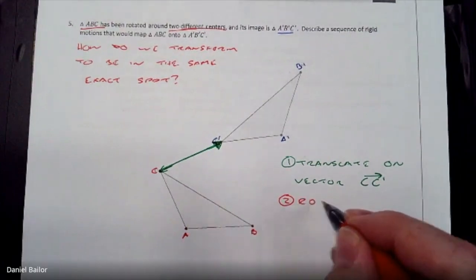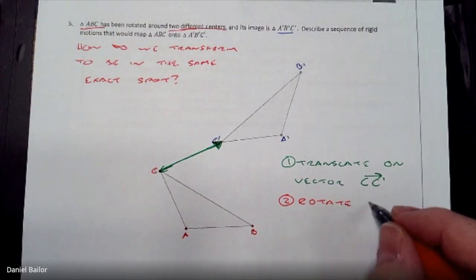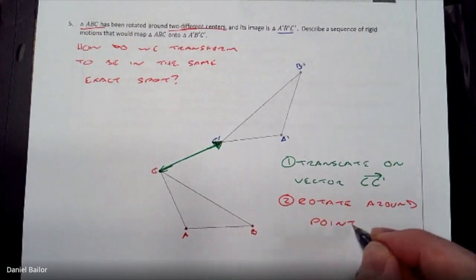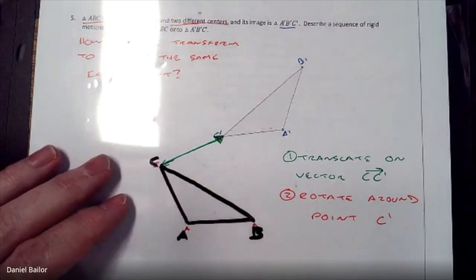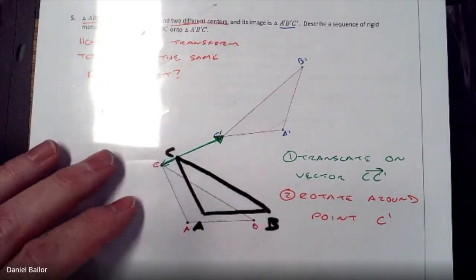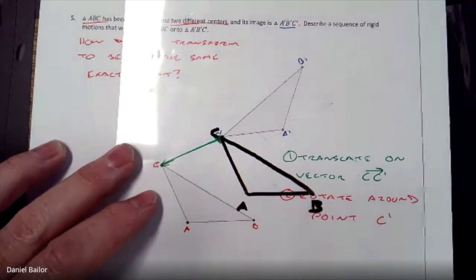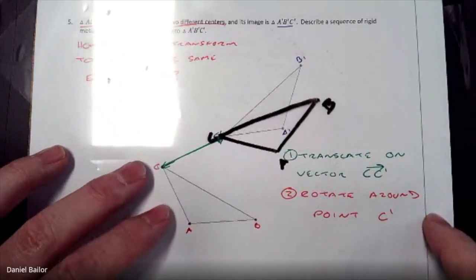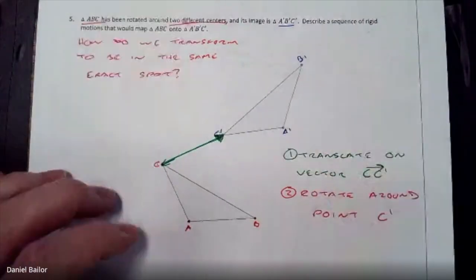Step 2, rotate around point C prime, because that's what we're spinning around. So the first step is we slide on the green vector, vector C, C prime, and then we rotate around C prime until they line up exactly.